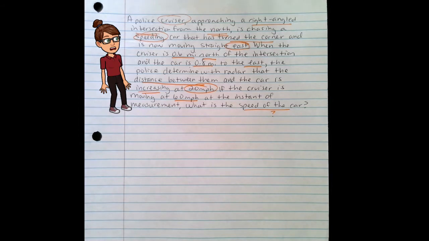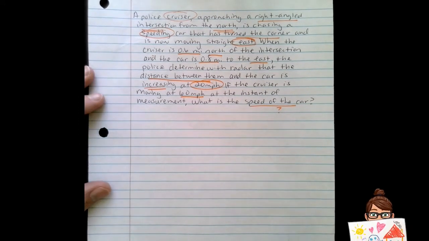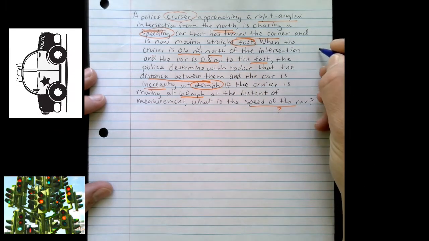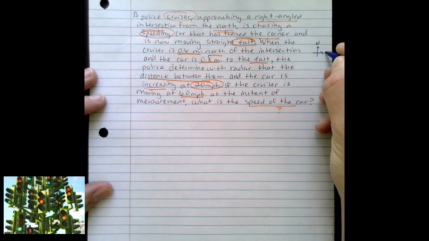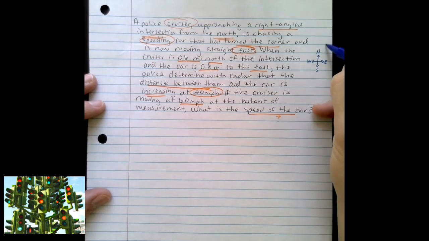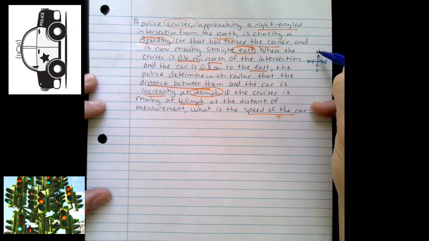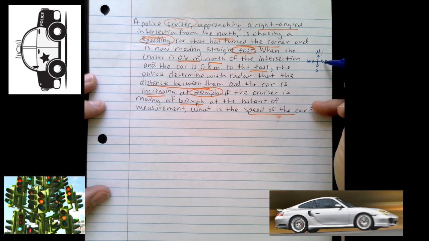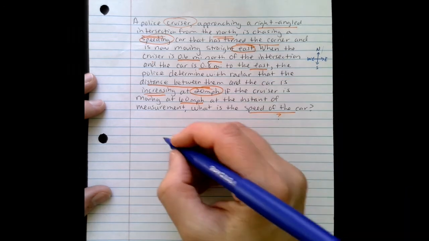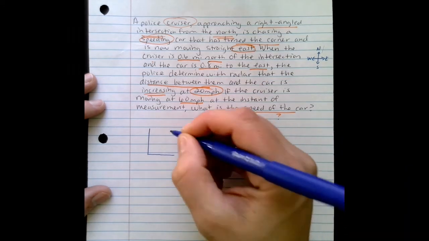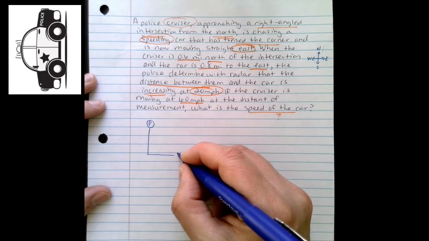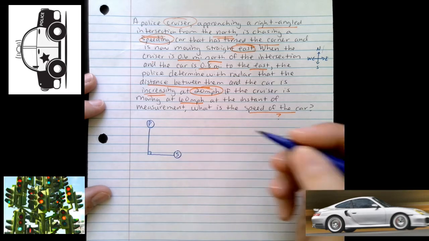Let's start by trying to make sense of this with a picture. So we have some police cruiser approaching from the north. So the police cruiser must be up here, but then the speeding car is headed east, so it's over here. So we can see we're going to create a right angle, because that's the intersection, right angled intersection. So it's going to look something like this. So here's the police car, and then here is the speeding car right there. And then there's the right angle intersection.